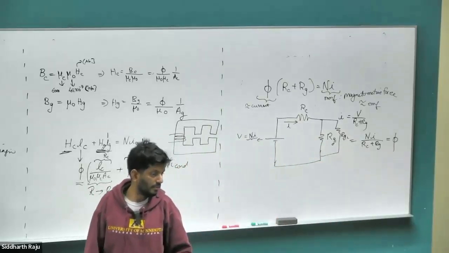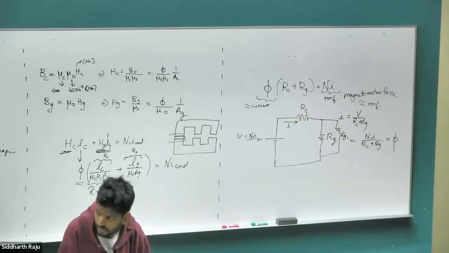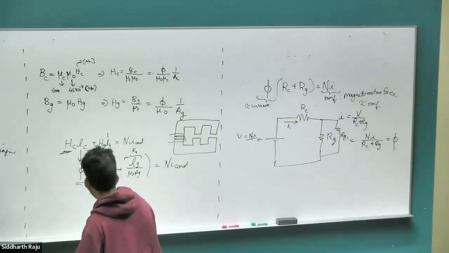Yep. Can you explain again how you got the equation for the air gap area with fringing? Oh, yeah.